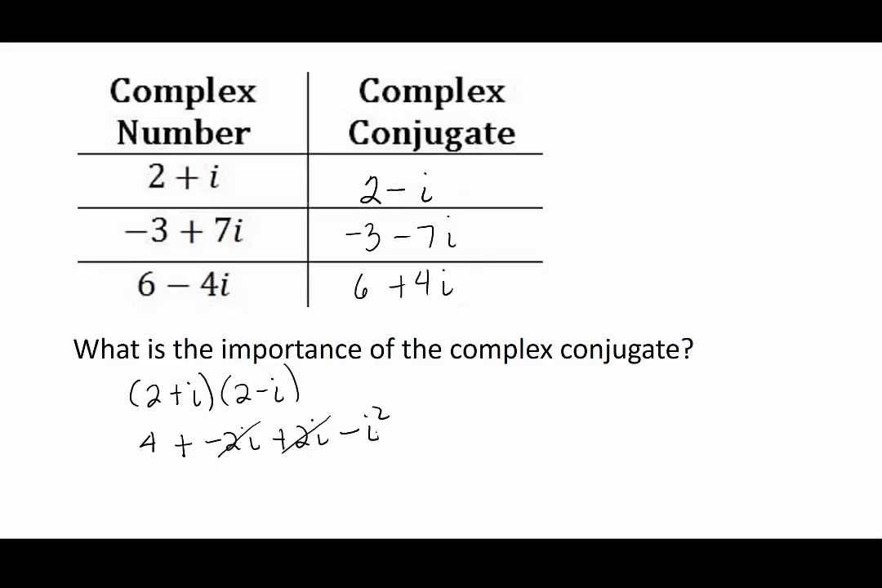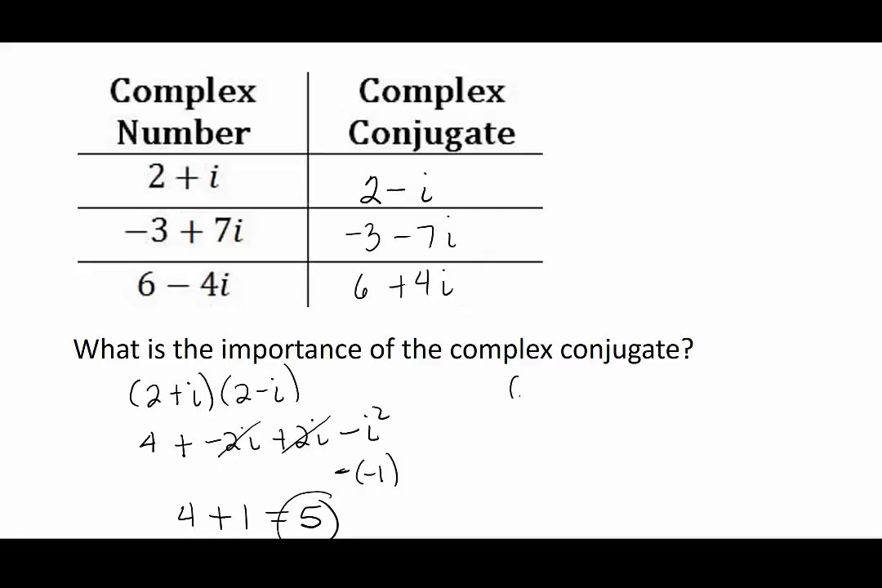Now, what is i squared? i squared is negative 1, so I have minus negative 1. This gives me 4 plus 1, which gives me 5. So what is the importance of the complex conjugate? Is if you multiply a number with its complex conjugate, the imaginary part disappears and you get a real number.